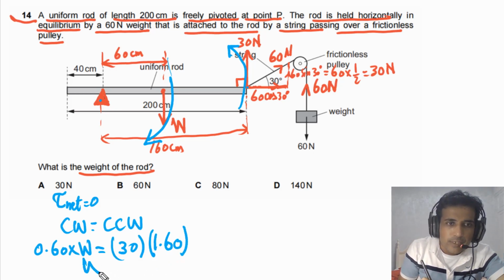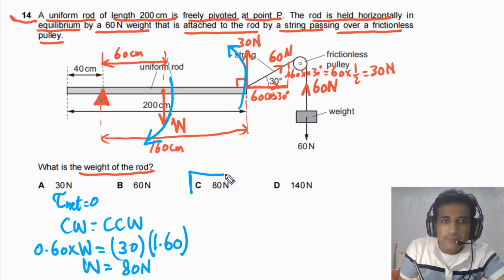From here we can find the value of W. The value of W will be equal to 80 newtons. So the weight is equal to 80 newtons. So the answer for this question is 80 newtons, or simply you can say the answer is C.